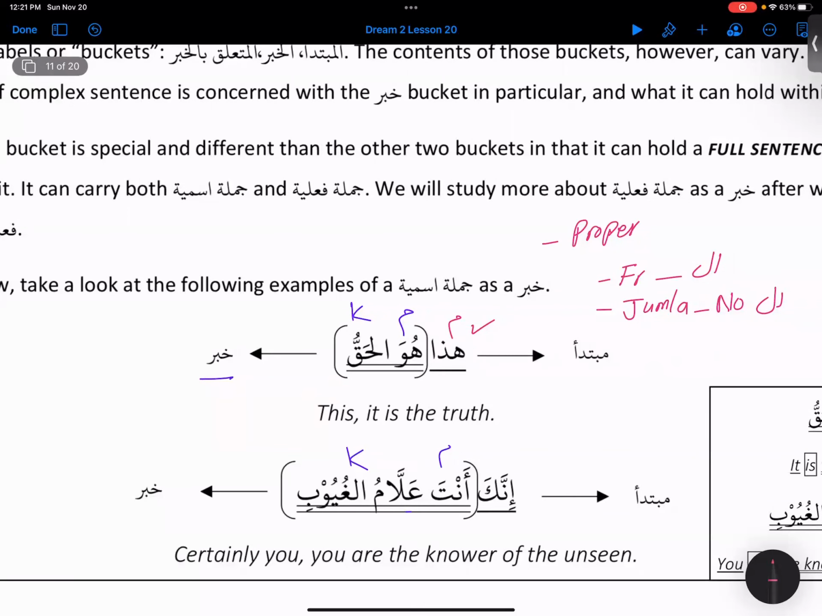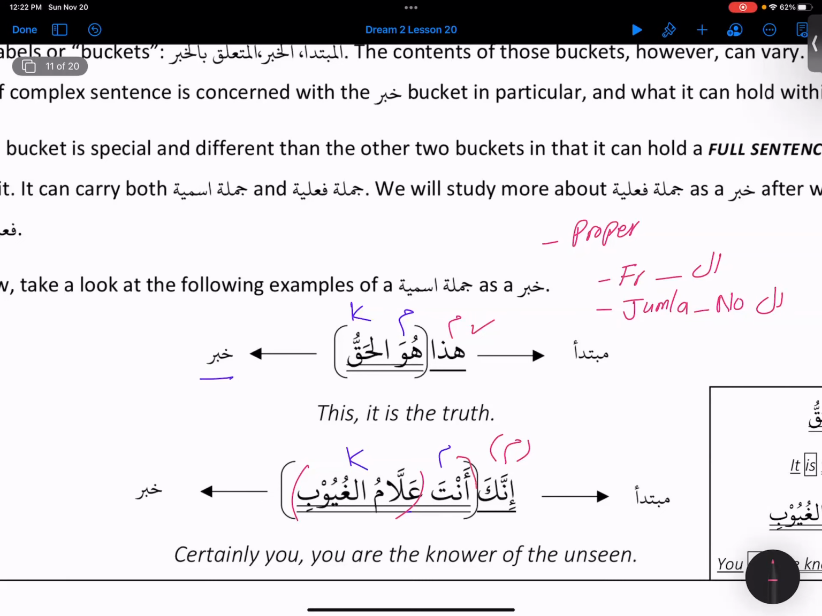Next one. Innaka. How are we going to label innaka? This is also mubtada. Inna is a harf of nasab, plus ka is the ism. Then what is anta? Again, anta is an independent pronoun, so that is another mubtada. Then allamul ghuyub, what is allamul ghuyub? It's an idafa fragment. So basically this is the khabar. So innaka is mubtada, where is the khabar?